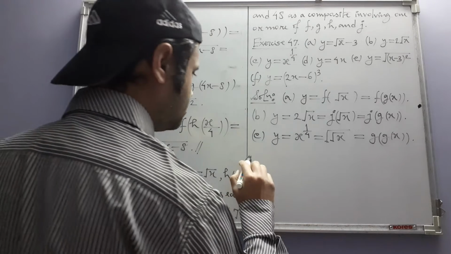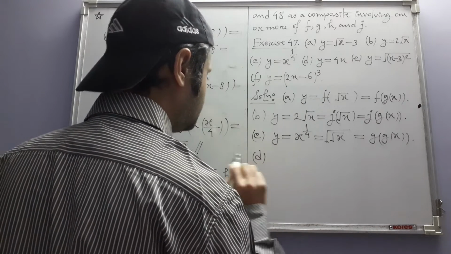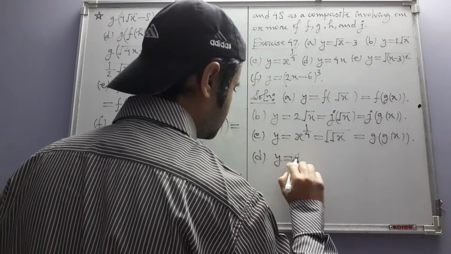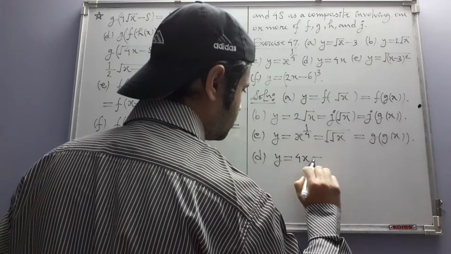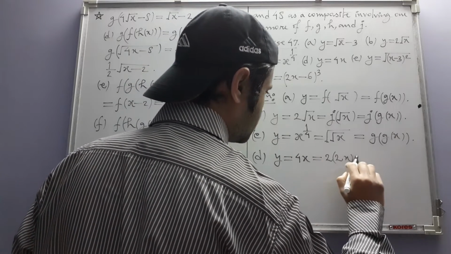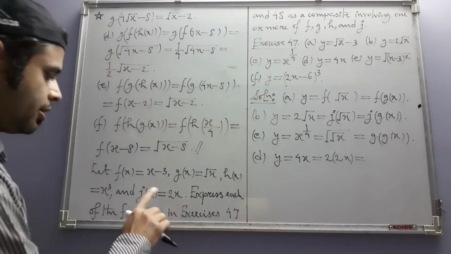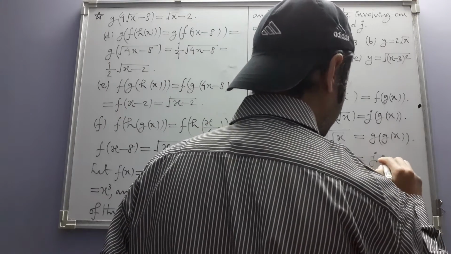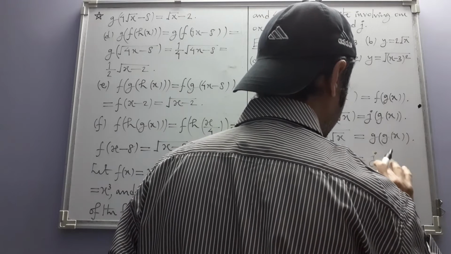Then d, y is equal to 4x. 4x means 2 times 2x, so j of j of x, multiplying by 2 two times.